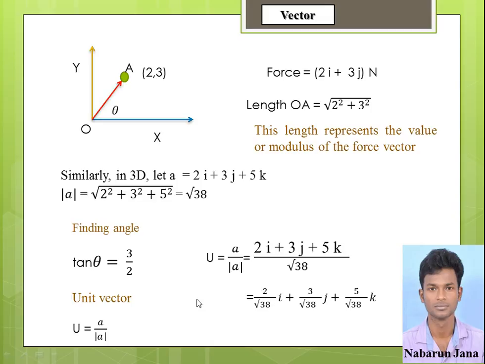So unit vector means vector a divided by magnitude of a. Now put vector a, which is 2i plus 3j plus 5k, and the magnitude of a, which is root under 38, and you get 2 by root under 38 i plus 3 by root under 38 j plus 5 by root under 38 k. This is called the unit vector of the vector a.